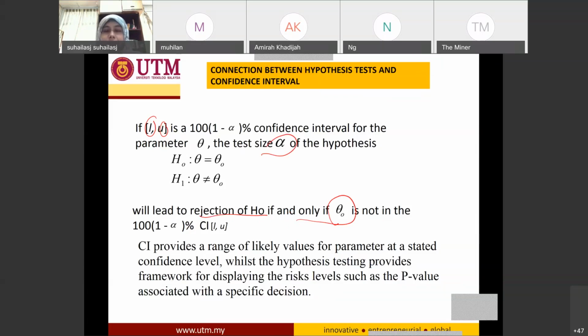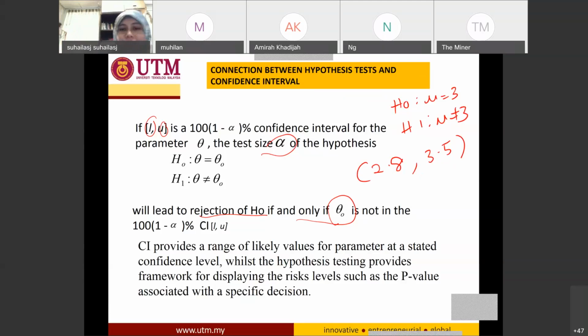So maybe this is not so clear, so let me give an example. Your null is mu equals 3, and the alternative is mu is not equal to 3. Then you have constructed a 95% confidence interval, say 2.8 to 3.5. If your mu equals 3 lies within the confidence interval, we accept our null hypothesis, or we write that we fail to reject the null hypothesis.